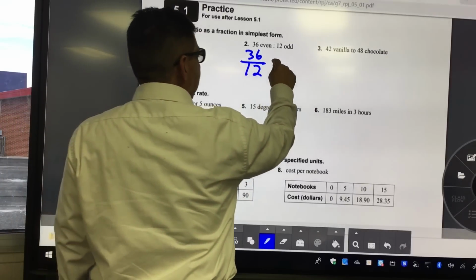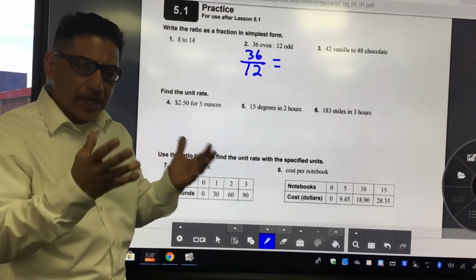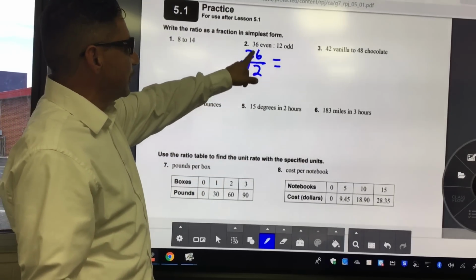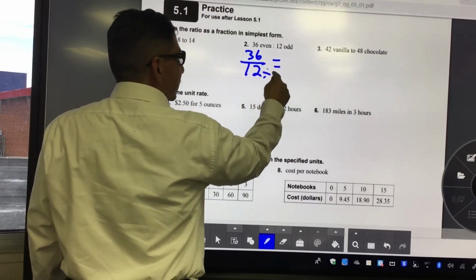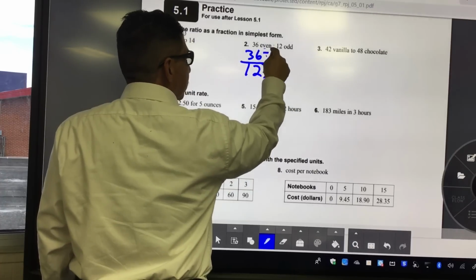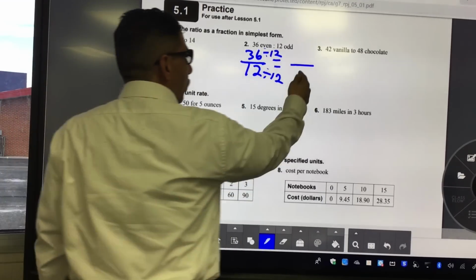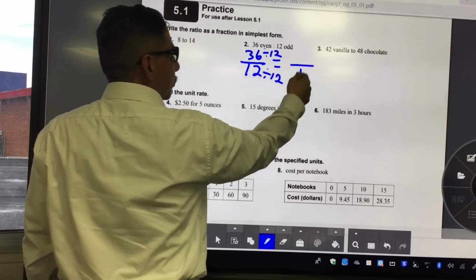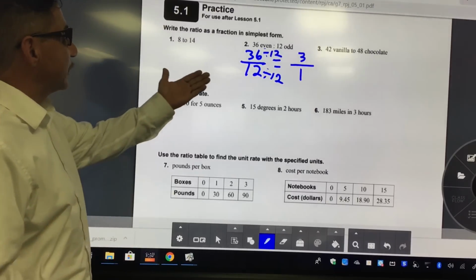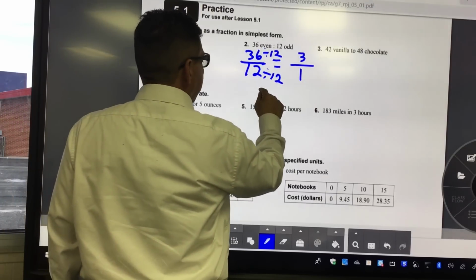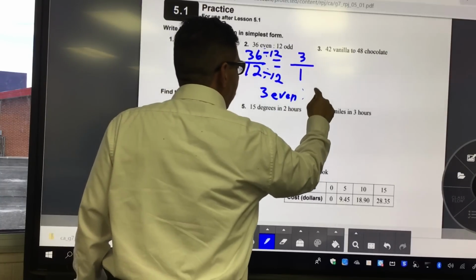So again, we need to think inside of our heads what number goes both into 12 and 36. So hopefully you guys know your times tables by now, and you can see that 12 is the number that goes into both of them. 12 goes into 12, and 12 does go into 36. So this time we are going to divide by 12. We're dividing the top and the bottom by 12. 12 divided by 12 gives us 1. And then 36 divided by 12 gives us 3. Therefore, our fraction is 3 over 1. And our ratio now in simplest form would be 3 to 1.